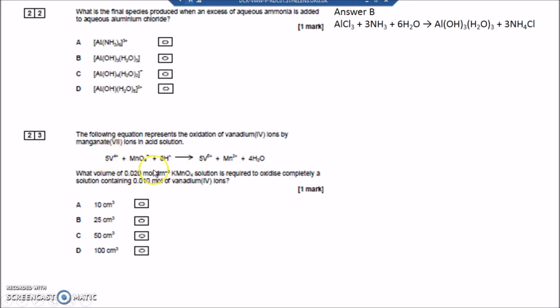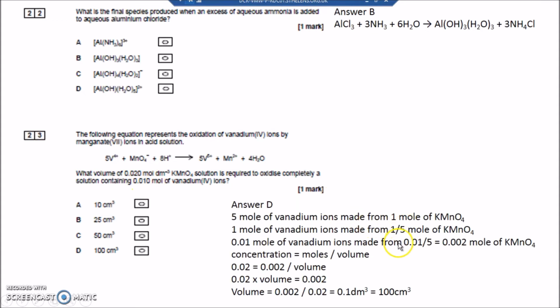Well, there's the vanadium 4 ions. I've got 0.01 moles of vanadium 4 ions. I want to find out more about this MnO4 made from this KMnO4. So 5 moles reacts with 1. So I'm going to take that number 0.01 and divide it by 5. So it'll equal 0.002. And that will tell me that 0.002 moles of MnO4 minus are present. So I've got 0.01 moles of that, 5 react with 1, 0.01 divided by 5, 0.002 moles of MnO4 minus are present.